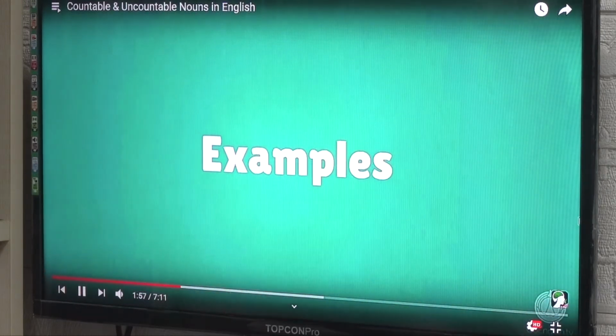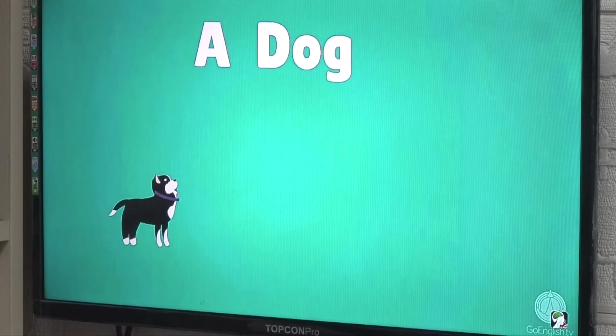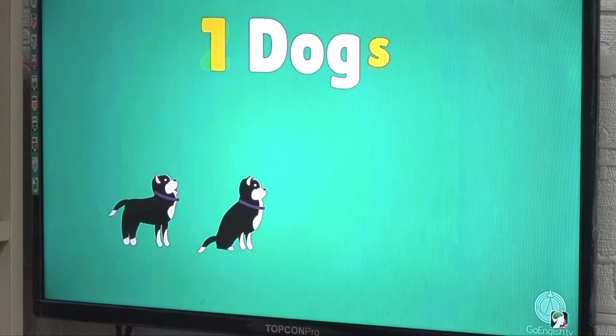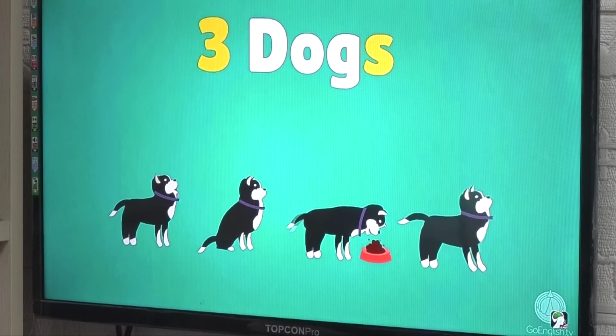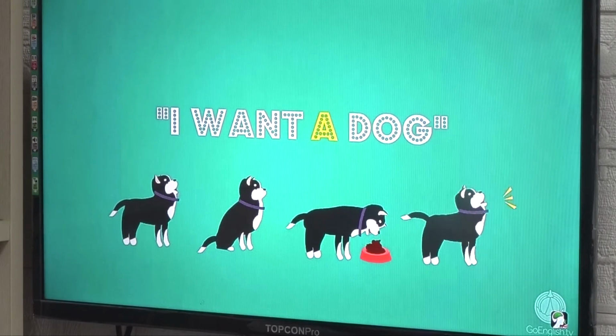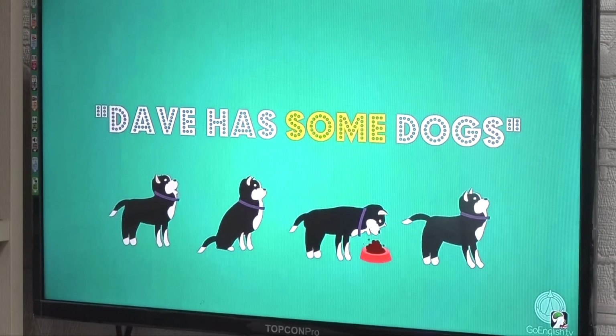Examples. A dog. One dog. Two dogs. Three dogs. Four dogs. We can count them, right? We can count them, so they are countable. And they can be both singular and plural.